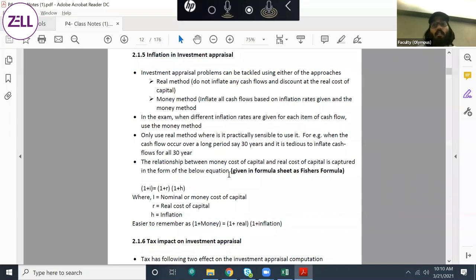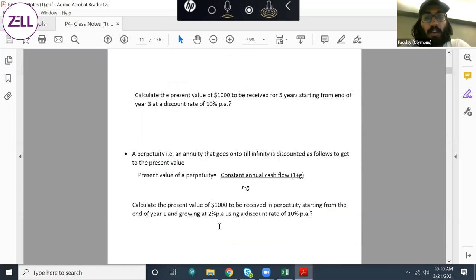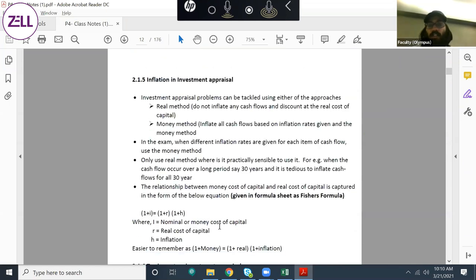Now, we also need to incorporate inflation in our investment appraisal. If I'm doing a project analysis for 5 or 6 years, the cost of materials are not going to be the same, right? As inflation goes up, the cost of raw materials will also go up, right? Yes, sir. Now, how do we incorporate inflation in investment appraisal? There are two ways to do it. One is known as the real method and one is known as the money method.